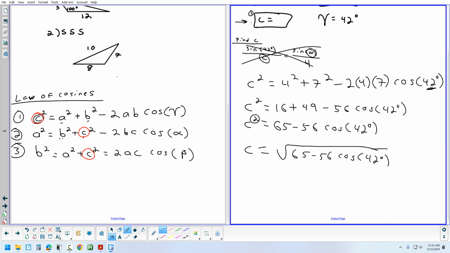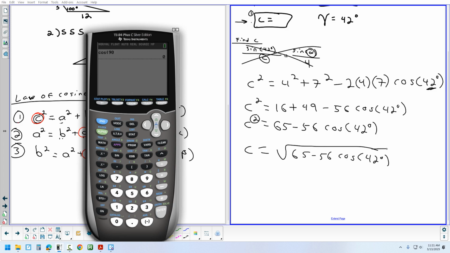By typing it in that way on the calculator, I have not done any rounding in this problem up to that step. So the only rounding I'm going to do is right now. It's the square root of 65 minus 56 cosine 42. I'm actually never even going to figure out what 56 times cosine 42 is. I don't care what it is. I care what you get when you subtract that from 65 and then take the square root. That's what I care about. All right, so that gives us a value of 4.835.